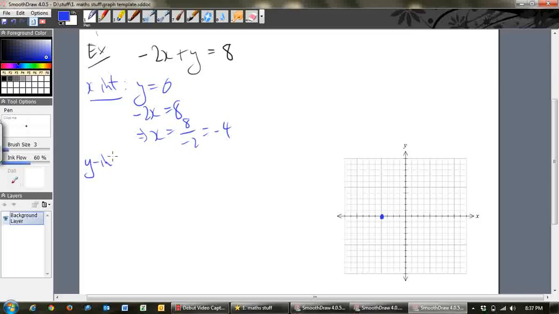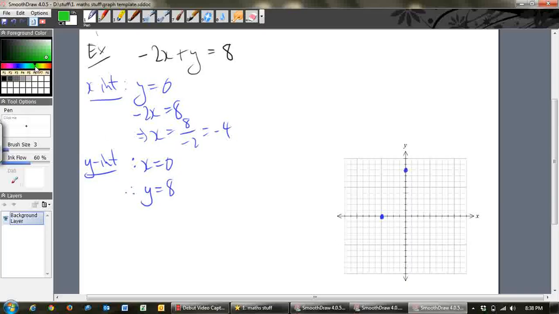Fantastic. Y-intercept. Y-intercept happens when x is equal to 0. When x is equal to 0, that bit there is going to cancel out. And so that just disappears. And so all you're going to be left with is y equals 8. If that's 0, it's going to be y equals 8. That easy. Y equals 8. Let's go. 1, 2, 3, 4, 5, 6, 7, 8. There's your second point there.